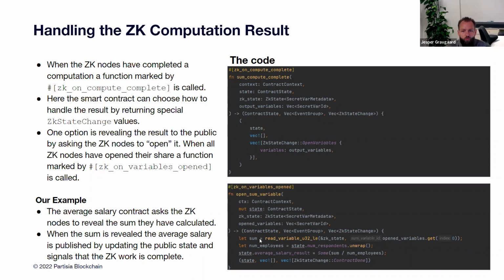And what we do here is that we read out the sum from the revealed shares. We get the number of employees that we recorded a short while ago, and then we calculate the average salary and put it into the public state, and then we signal that we're done with the computation. And now the CK nodes can be deallocated, and we have completed computation of the average salary without revealing any salaries of any of the involved people.